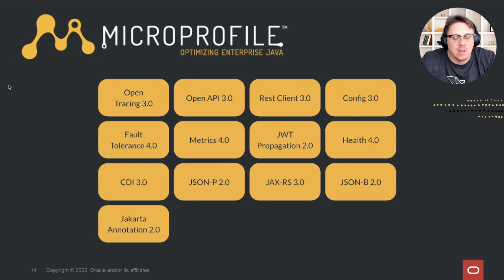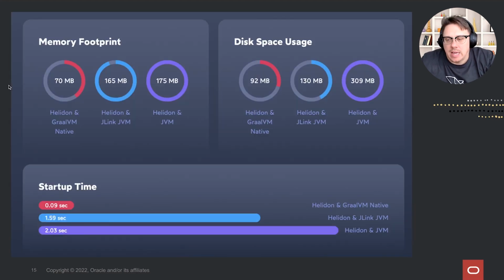As you probably see, there is fault tolerance because microservices are a distributed system. There are metrics, JWT for security, and health checks. You can call other services using the REST client, and you can document everything with OpenAPI. Helidon is definitely a good choice. If you are already writing something in terms of MicroProfile, it's very easy for you to migrate to Helidon, and it will provide you really cool numbers.